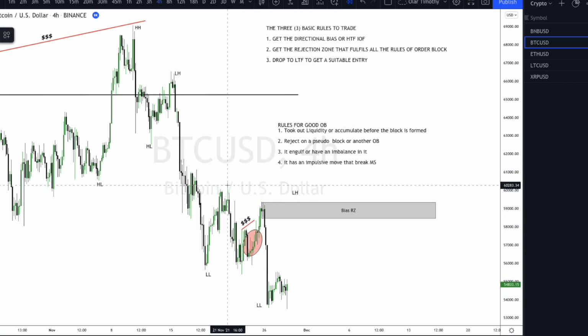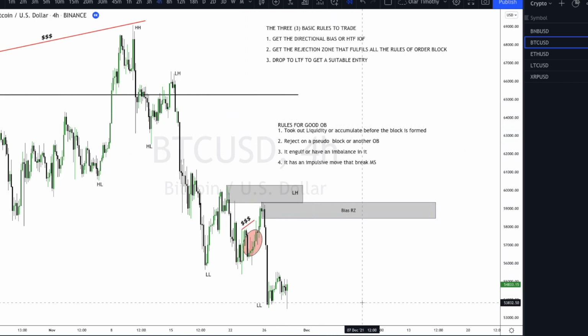Just like what I used to say, pseudo is not a strange name that you need to ask the meaning of. It just means another order block, but this order block does not necessarily fulfill all the rules that I've stated here. That is what I'm looking out for. That's why I call it pseudo, because it doesn't fulfill all the rules I'm looking out for. And as you can see, this particular block doesn't fulfill all the rules.